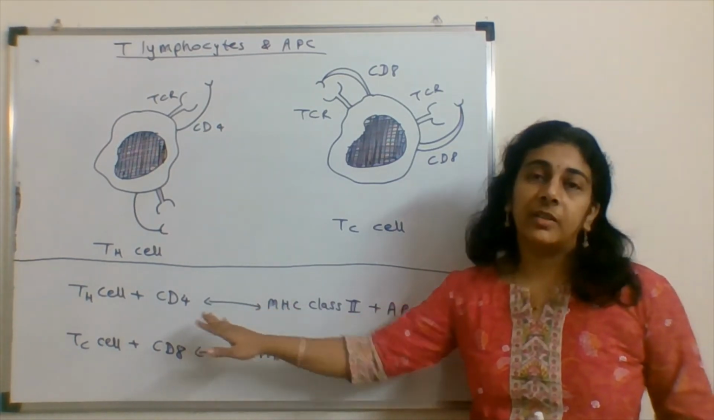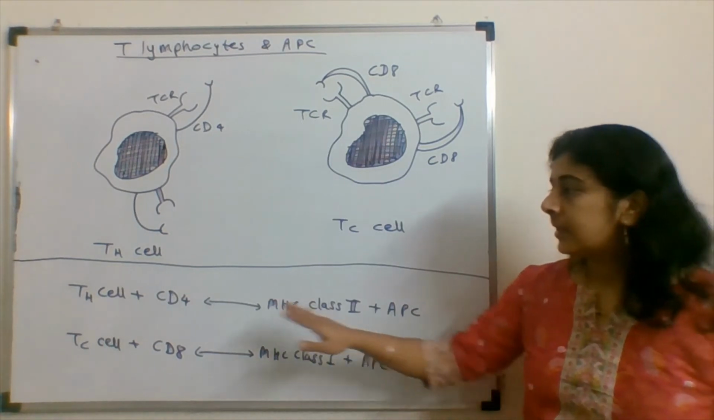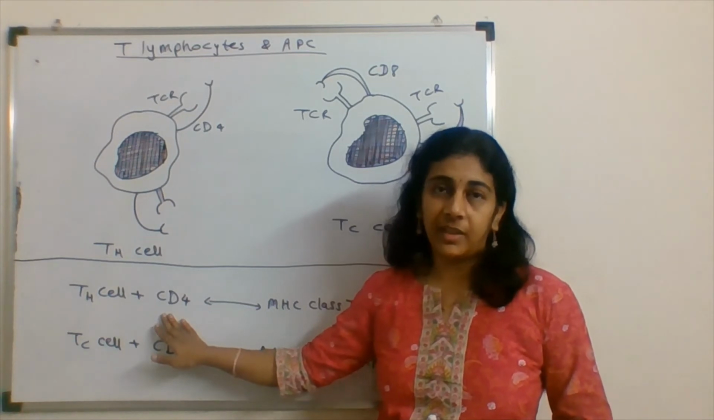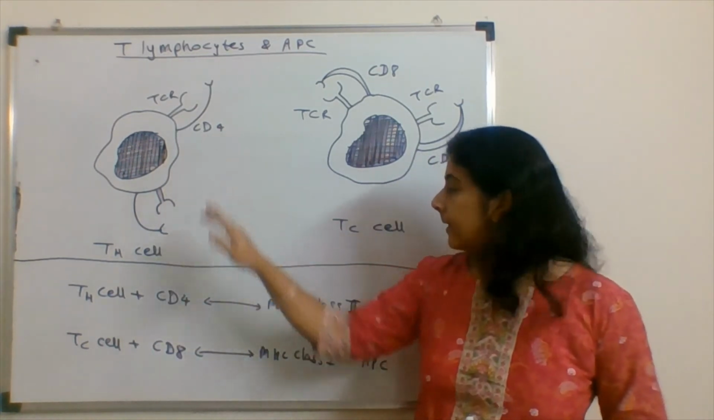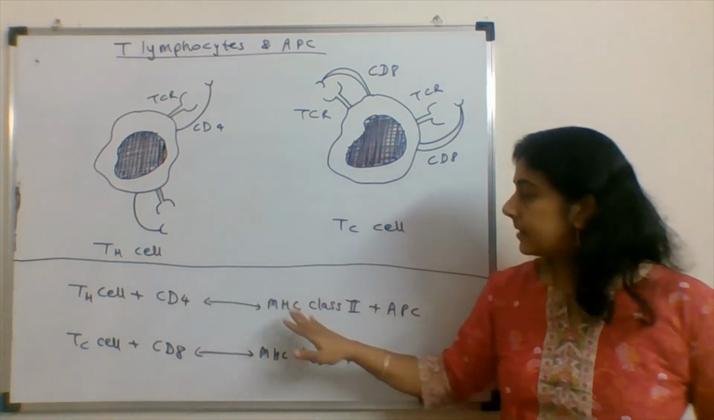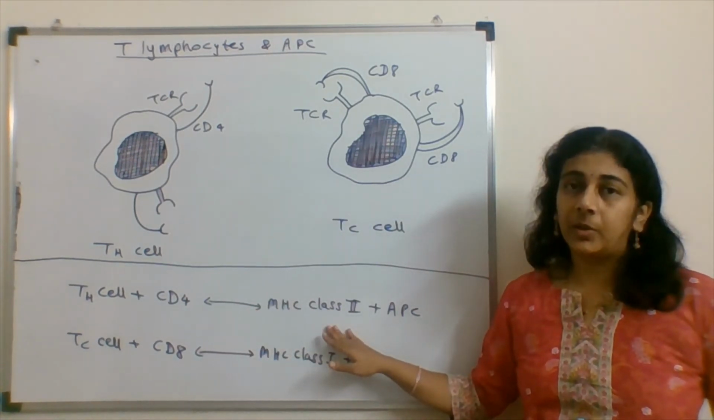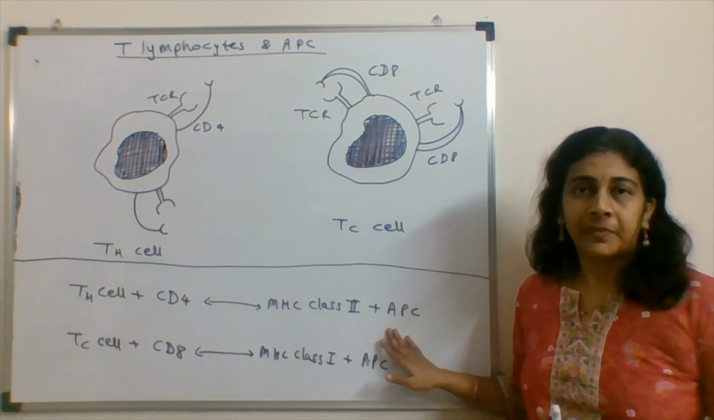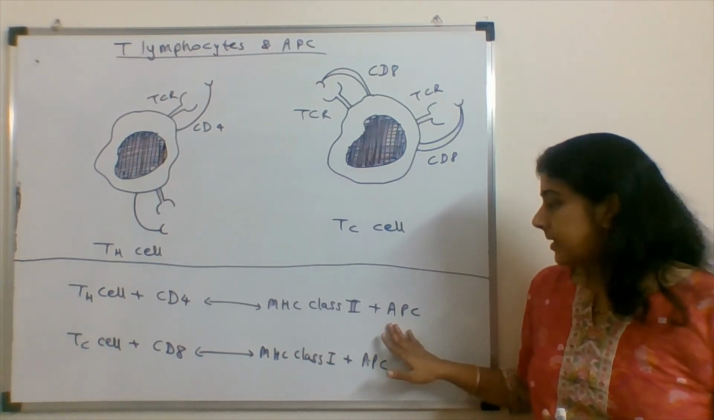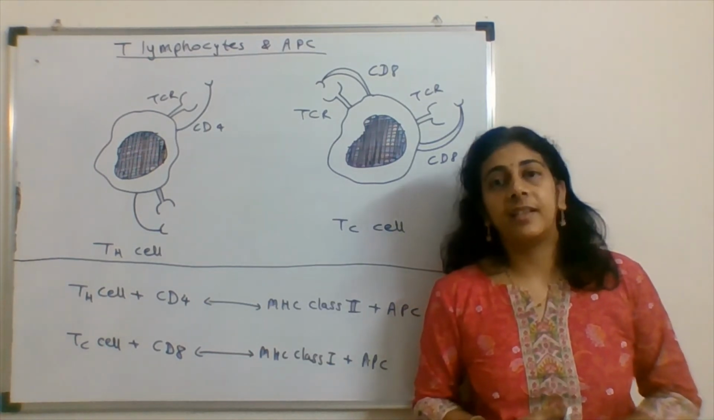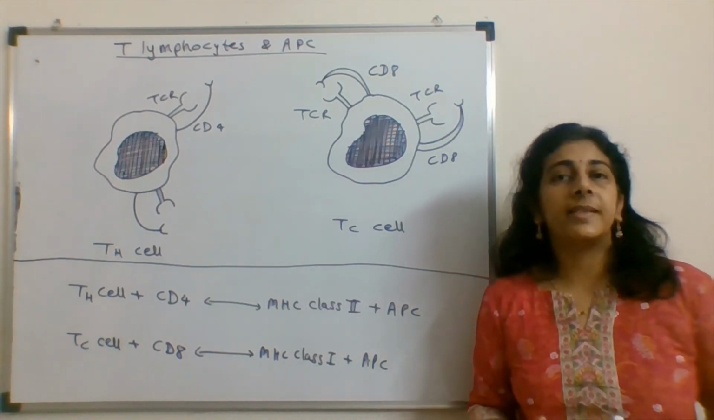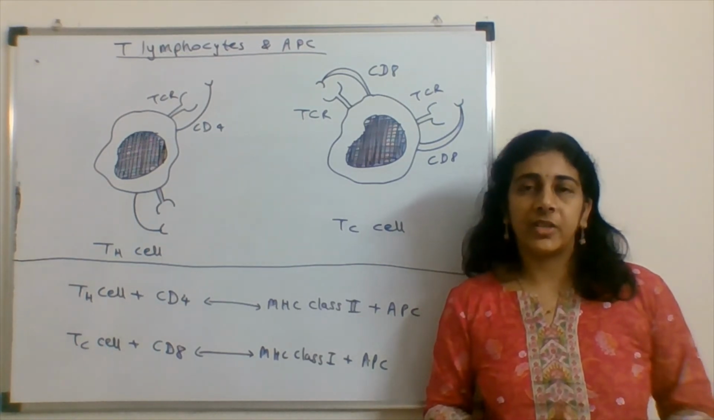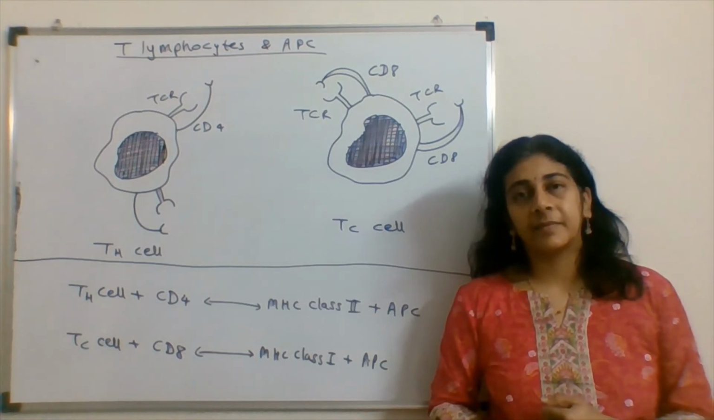So this is a combination which we have to remember. If a T helper cell is there, it has the CD4 molecule on it. Here it is. This will recognize the MHC class 2 molecule which is present on the APC. Now these APCs are antigen presenting cells. The examples are dendritic cells and macrophages. Sometimes B cells also function as antigen presenting cells.